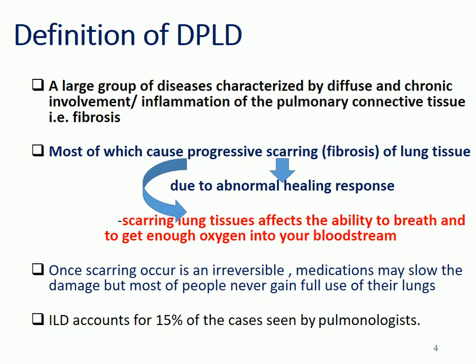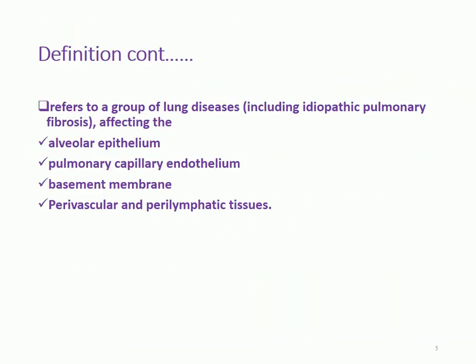Epidemiologically, these interstitial lung diseases account for about 15% of the cases seen by pulmonologists. Someone may define interstitial lung disease as referring to a group of diseases including idiopathic pulmonary fibrosis. Why do we include idiopathic pulmonary fibrosis? Because it is a common one that we are going to look at. These lung diseases affect the alveolar epithelium, pulmonary capillary endothelium, basement membrane, perivascular, and perilymphatic tissues. All of these are components of what we call the pulmonary interstitium, so these are a group of diseases that affect the pulmonary interstitium.